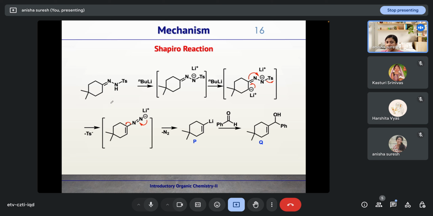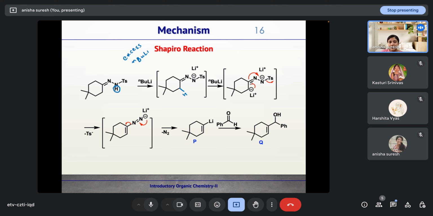So we are having this tosyl hydrazone. Here this is an acidic proton, as it is attached to nitrogen as well as the tosyl group, which is more electron withdrawing in nature. So that proton will be abstracted, leading to formation of this intermediate. In the reaction condition it is mentioned we are using excess butyl lithium. So this alpha proton will also be acidic, so butyl lithium will abstract that proton as well, leading to formation of this intermediate.